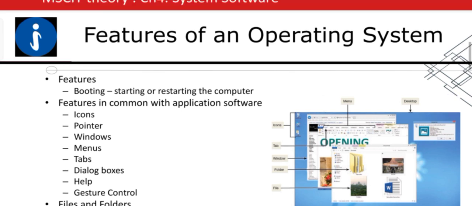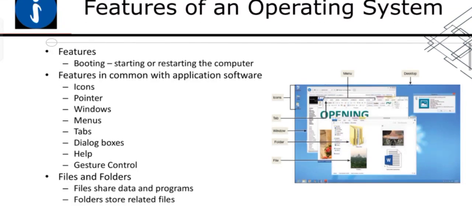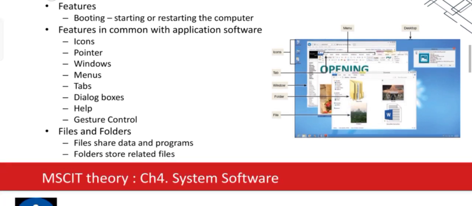Features in common with application software. You must be aware of all these features which display on your screen, and as you are using multiple applications on your desktop, you must be aware of icons, pointer, windows, menus, tabs, dialog box, help and gesture controls. These are nothing but features of an operating system. Files and folders also come in features of an operating system, like a file shares data and programs, a folder stores related files, like you are sharing all your files with somebody, your friend, or you are moving your file from one place to another. It comes in features of an operating system.